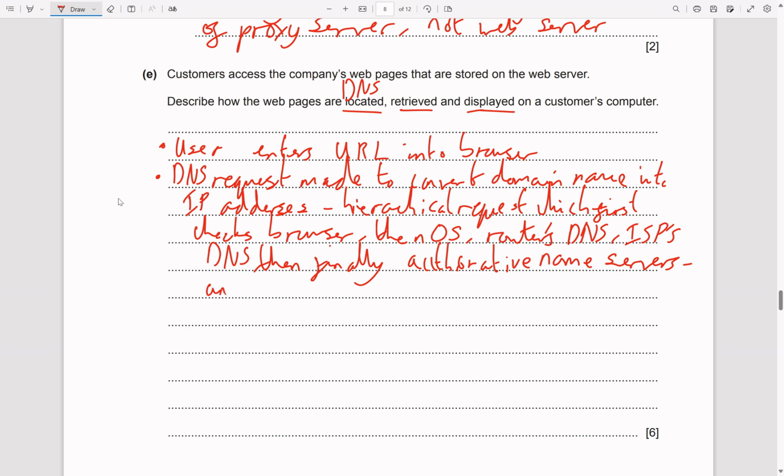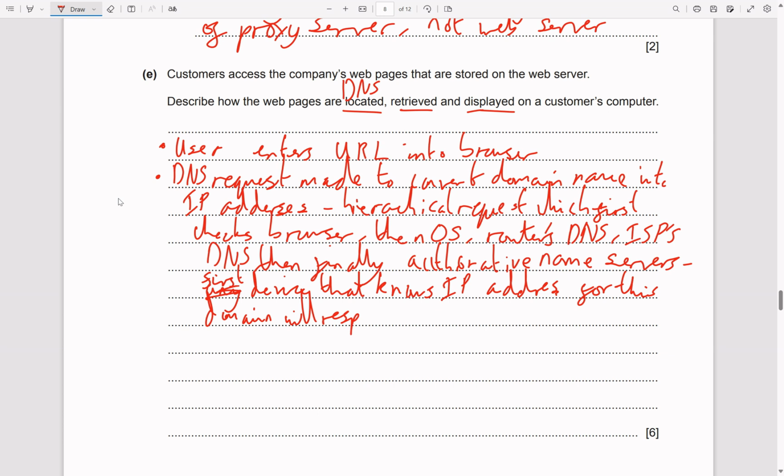Or let's say any device that knows. Or we could say the first device that knows the IP address for this domain will respond. And the IP will be cached at the lower stages. Right, cached at lower stages.